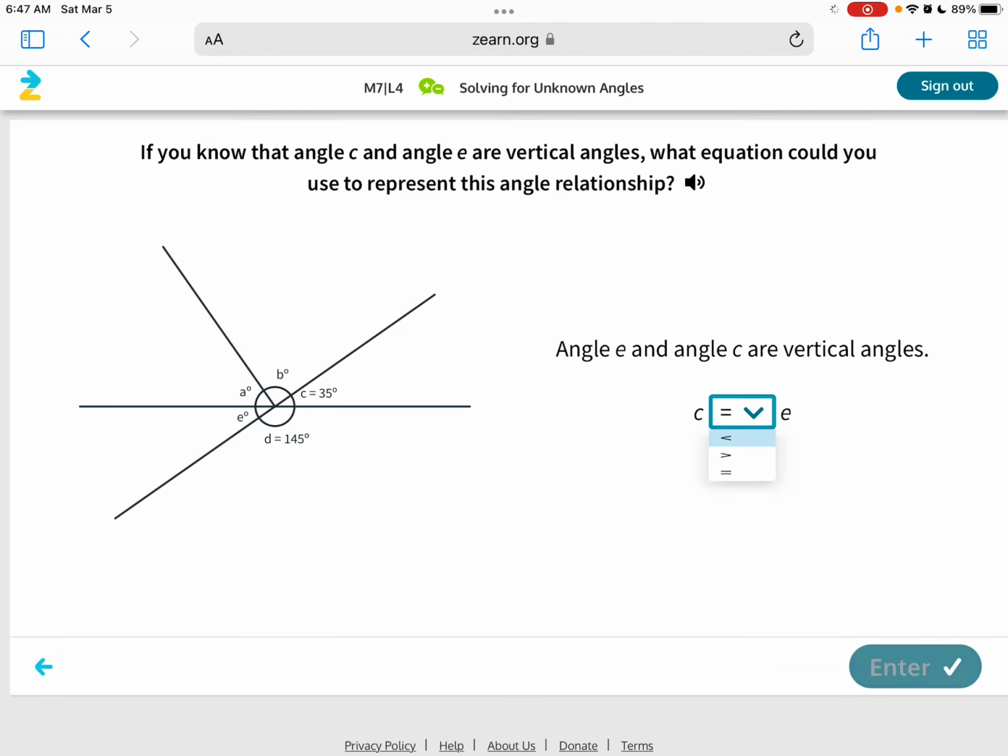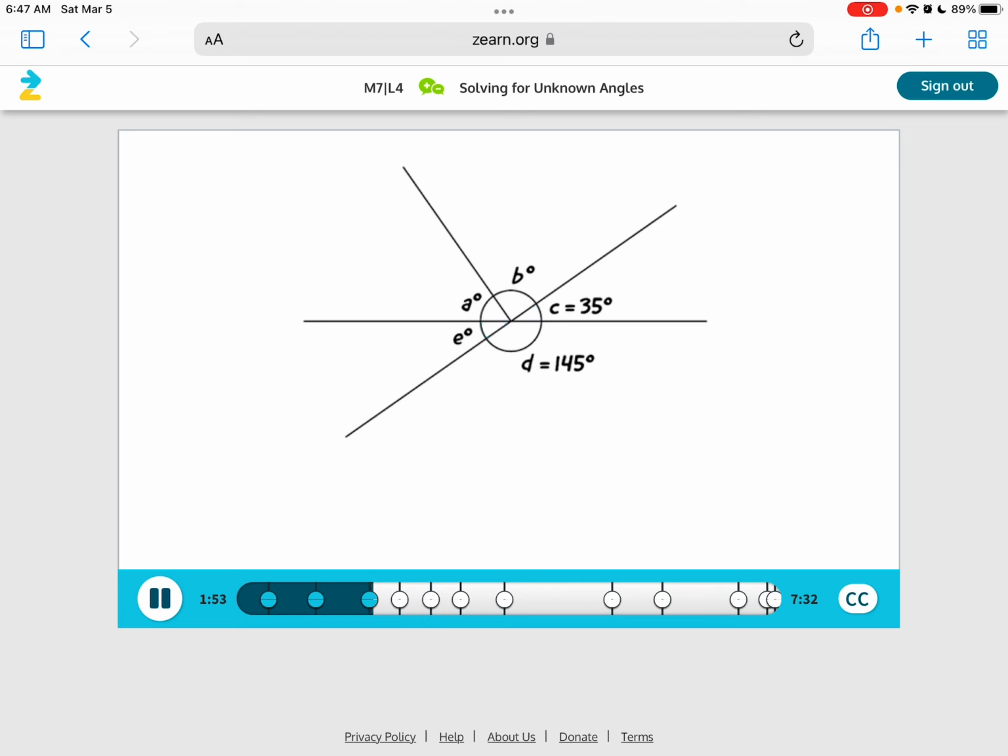Vertical means they are the same, so they're equal angles. If C equals 35, so will E. Angle C and angle E have equal measures. So angle E is also 35 degrees.